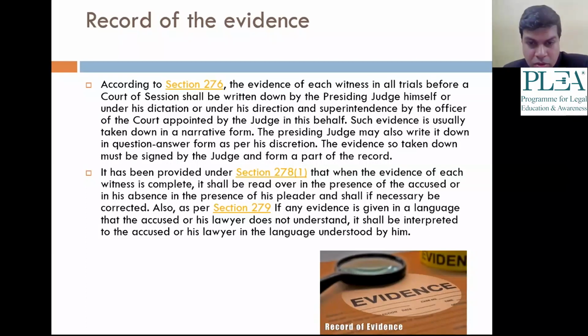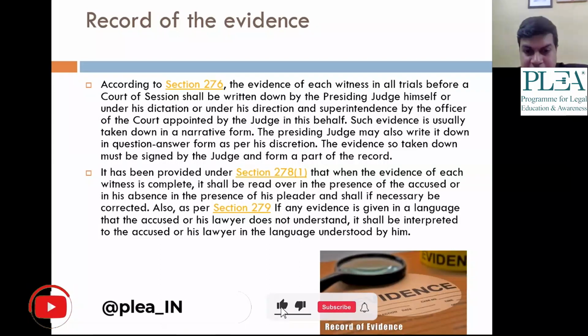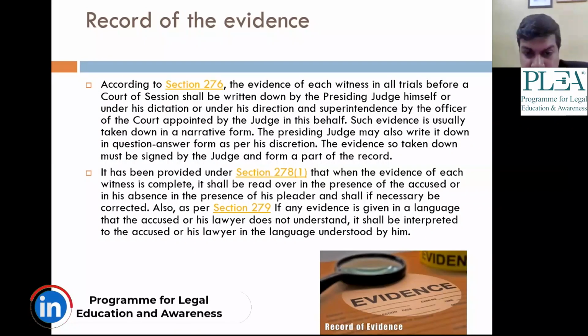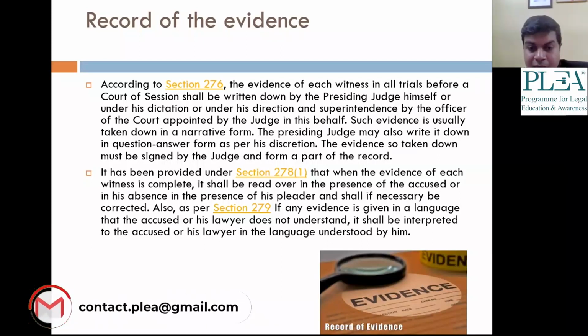It has been provided under section 278 subsection 1 that when the evidence of each witness is complete, it shall be read over in the presence of the accused or, in his absence, in the presence of his pleader, and it shall be corrected if necessary. Also, as per section 279, if any evidence is given in a language that the accused or his lawyer does not understand, it shall be interpreted to the accused or his lawyer in the language understood by him.